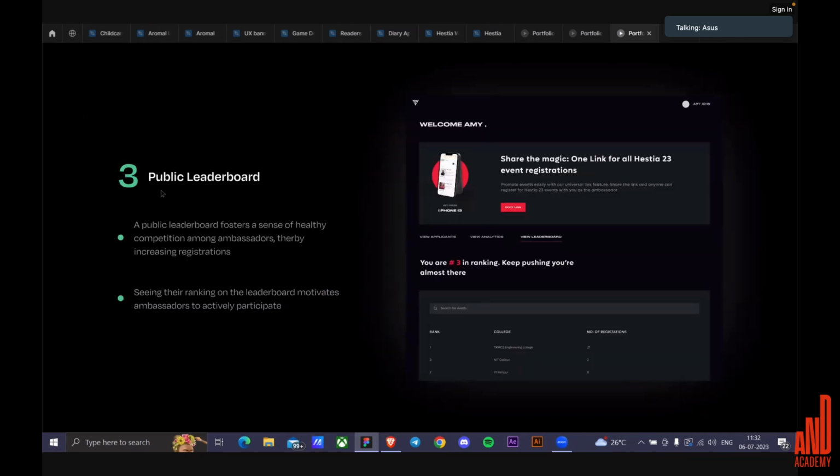Another thing I introduced is a public leaderboard. As many of my users said, there was no sense of competition. I introduced a leaderboard in which if they go to it, it'll currently show me what rank I am. This was a motivation message for me. And it'll also show me which college had the most registrations, because it was agreed that one college had only one ambassador. Based on that, it will show the ranking of which college had the best ambassadors and the number of registrations. This created a sense of competition among different colleges to bring in more people.